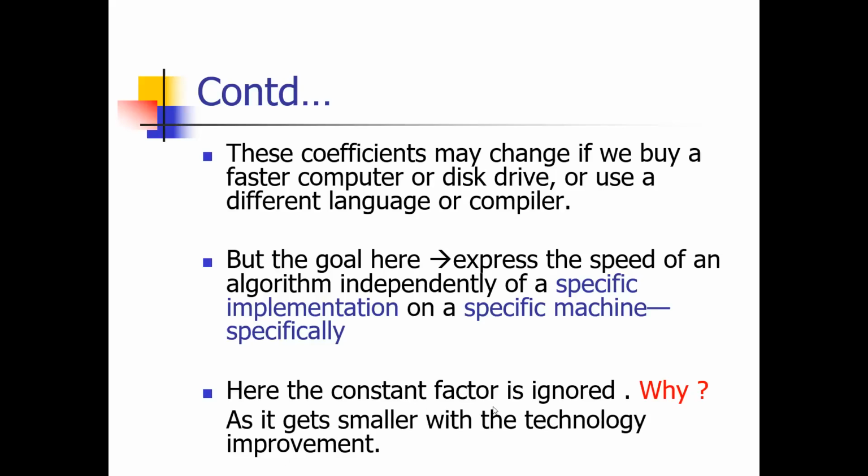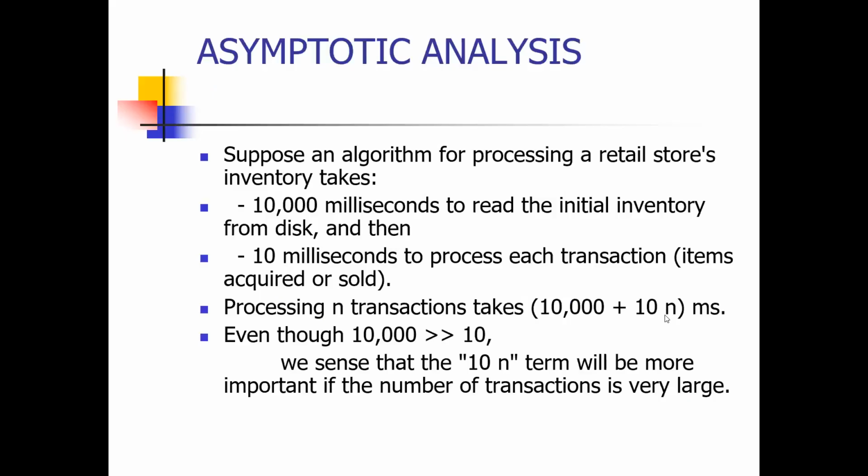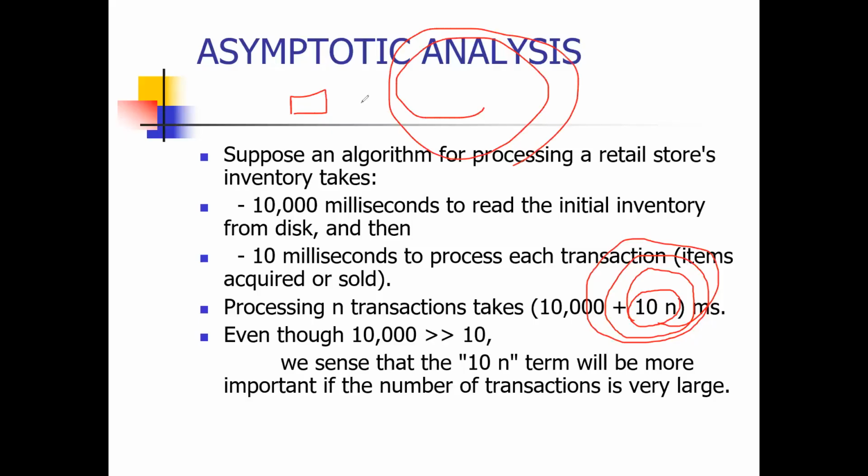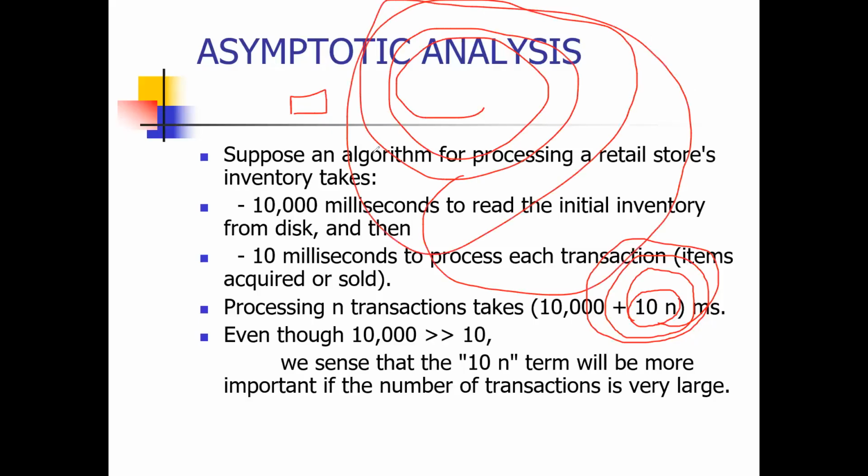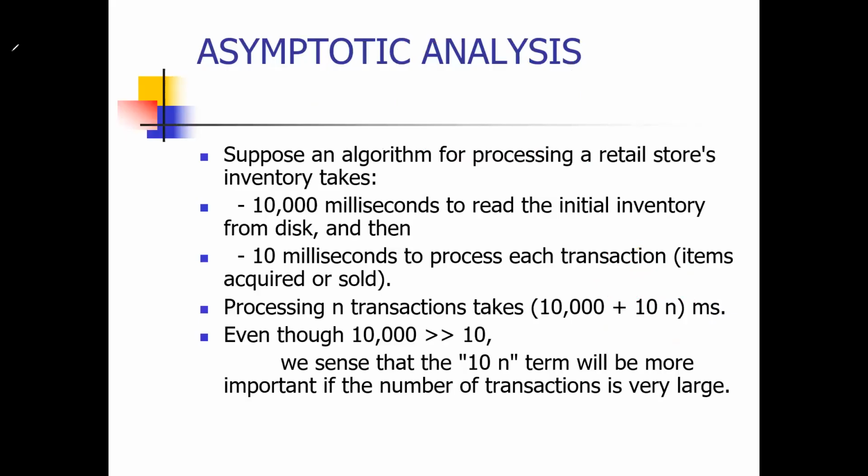So here the constant factor is ignored. Why do we ignore the constant factor? Because as n gets very large, this part grows as n gets bigger. And this stays constant. So if this stays constant and n is getting very, very large, after a while this pales in significance, right? So think about it, it's like this.